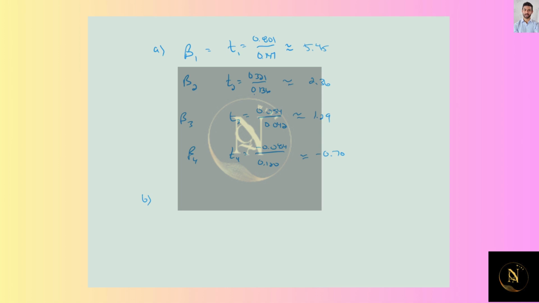Variables with low t ratios, typically less than 2 in absolute value, are considered less significant and might be candidates for deletion. Based on the t ratios calculated, beta 1 being 5.45 is significant, beta 2 at 2.36 is significant, but beta 3 and 4 are not significant, so they could be considered for deletion due to their low t ratios.